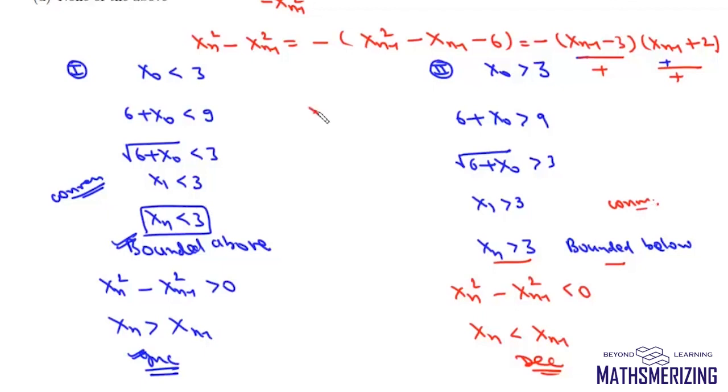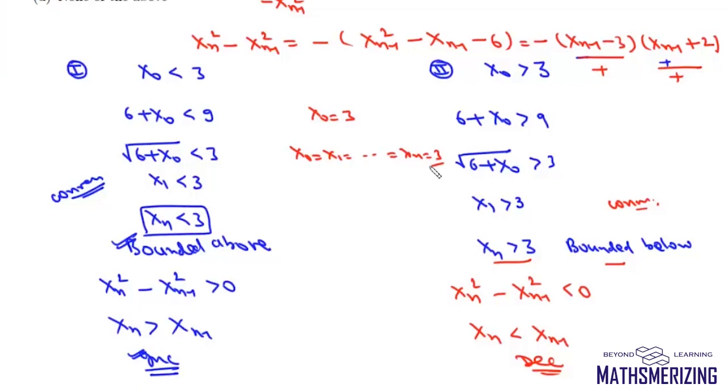Now what about if x naught is 3? If x naught is 3, then this sequence will be a constant sequence, and we know that a constant sequence is a convergent sequence. So this sequence will be convergent for all the possible values of x naught.